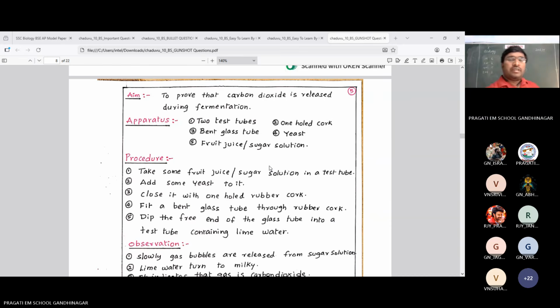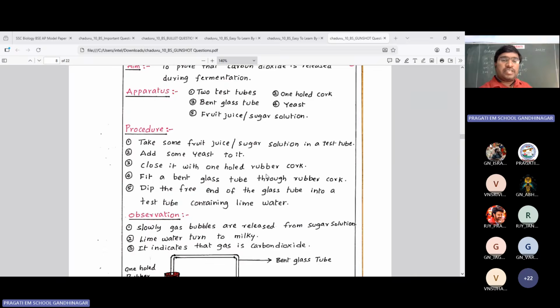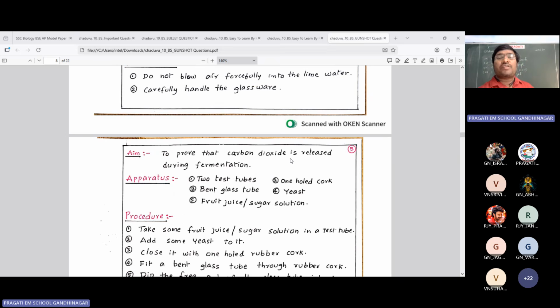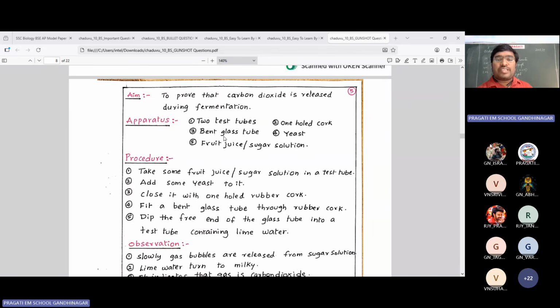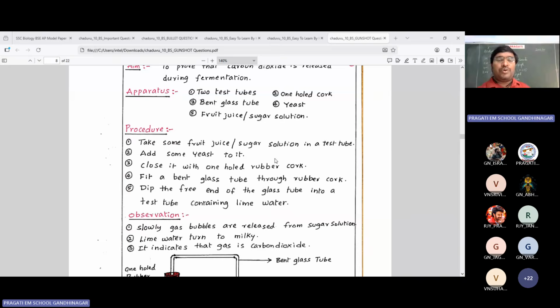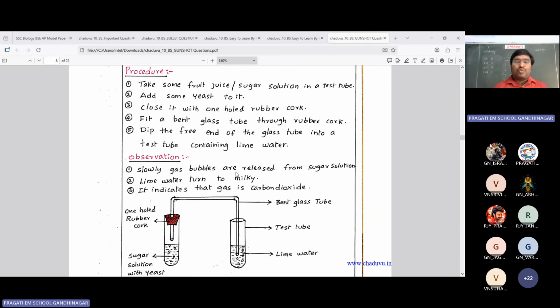Fermentation experiment. Okay, so the fermentation experiment. See, the aim is to prove that carbon dioxide is released during fermentation. So, for this experiment, we are using test tubes, one-hole cork, bent glass tube, yeast, and fruit juice or sugar solution. For this experiment, we need to take some fruit juice or sugar solution in a test tube, add some yeast to it, and close it with a one-hole rubber cork. Fit a bent glass tube through the rubber cork. After that, dip the free end of the glass tube into a test tube containing lime water.